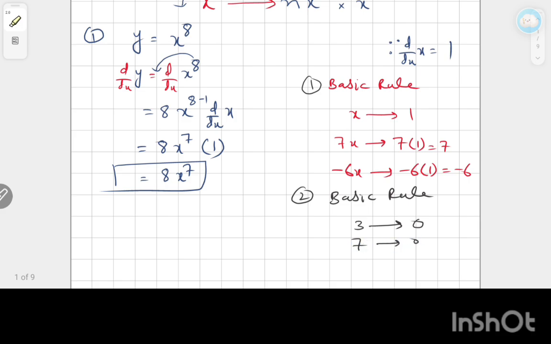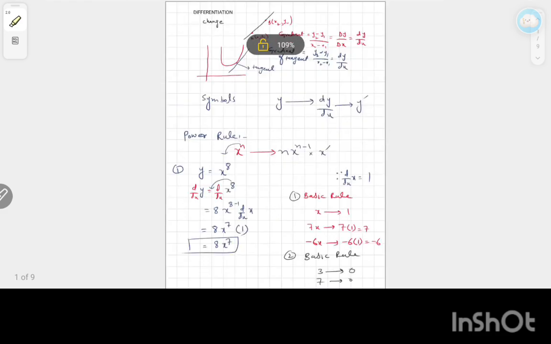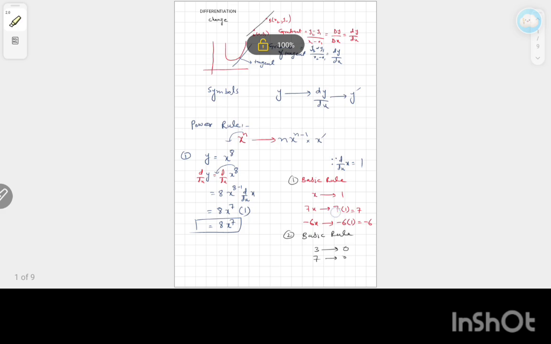Many other examples we have to solve. Now, dear students, we will move forward. Those students who want to can take a screenshot. Okay, now move forward.